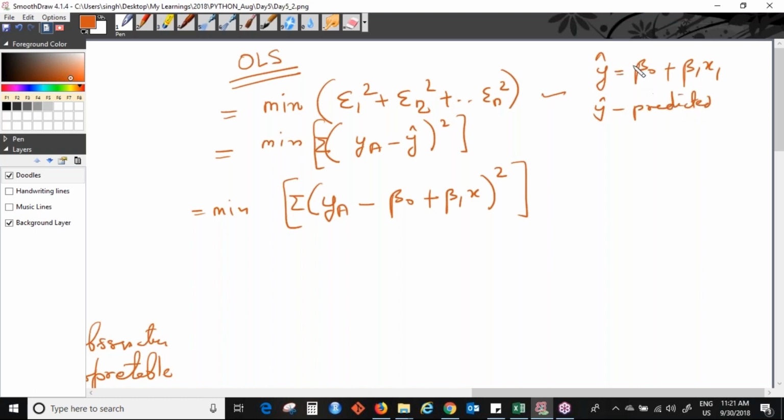Okay, now what are the unknowns here in this equation? What do you think is unknown when you start doing linear regression? What is unknown to you in this equation?